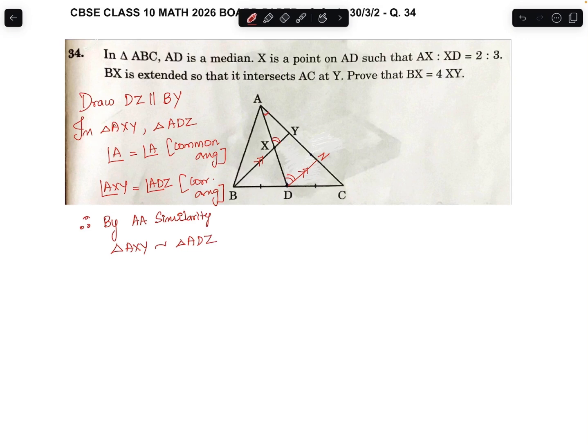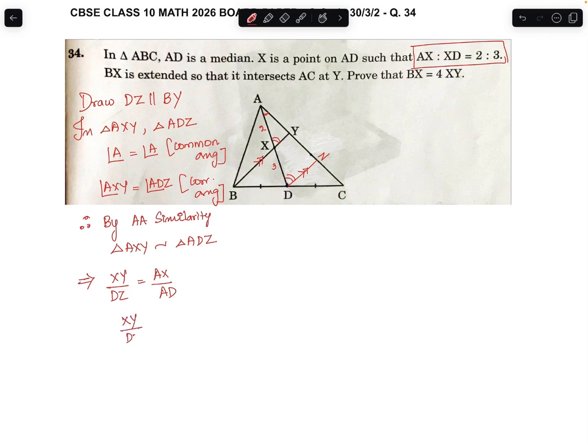Since the triangles are similar, the ratio of their corresponding sides are proportional. That is, XY upon DZ is equal to AX upon AD. It is given in the question that AX is to XD is 2 is to 3. That is, AX is 2 parts and XD is 3 parts. So the total parts in the line segment AD is 5.